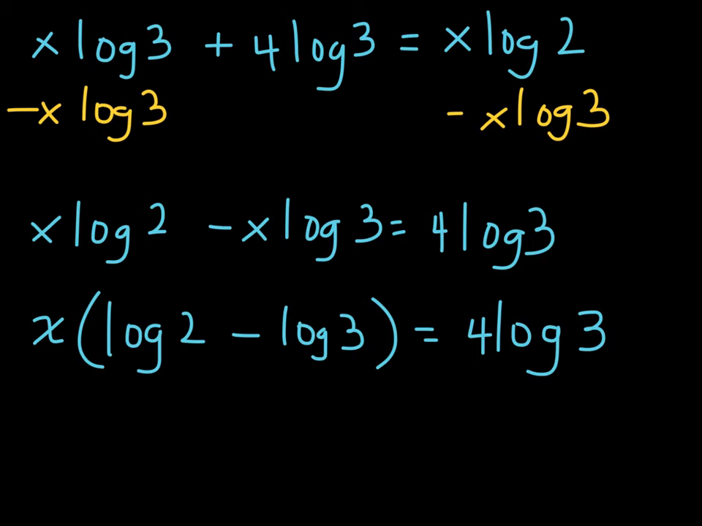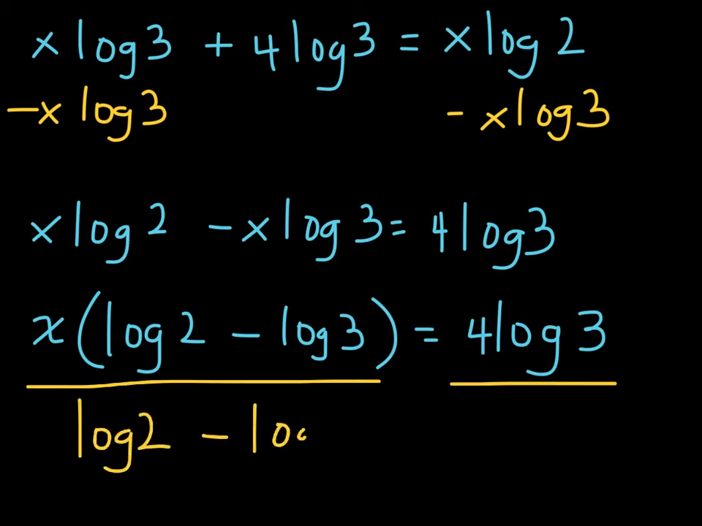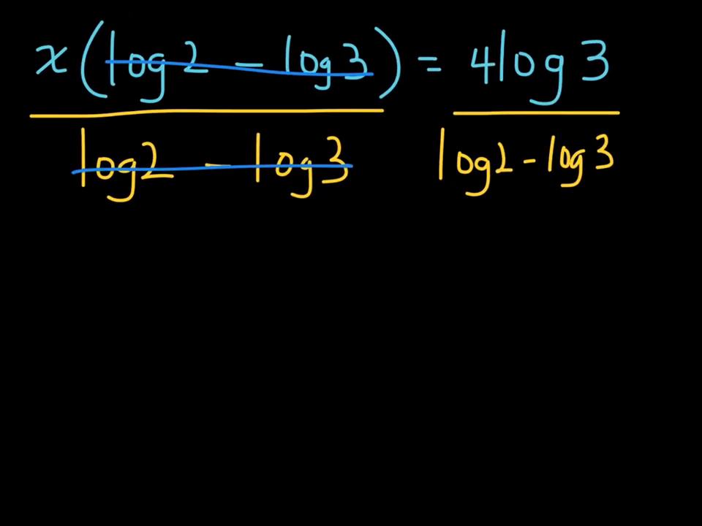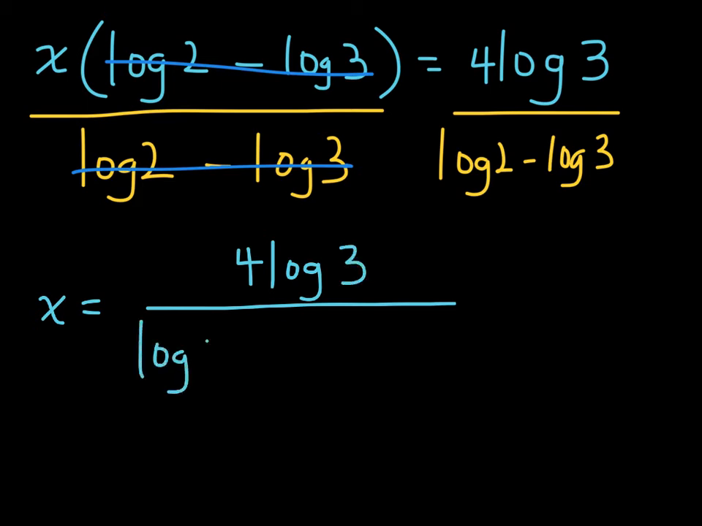So with that being said, to solve for x, all you have to do is divide both sides by this number, whatever log 2 minus log 3 is. That's what we're dividing both sides by. Now, we already know that this number divided by itself is just 1, right? So on the left-hand side, you have x isolated. And so x is exactly equal to 4 log 3 divided by log 2 minus log 3. This is the exact answer, okay?